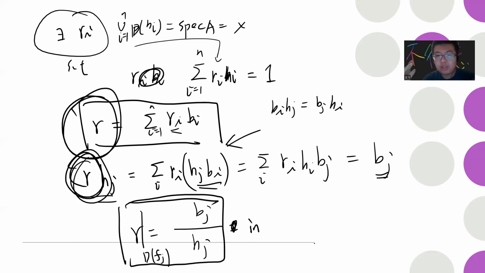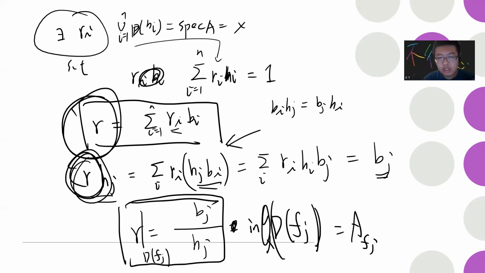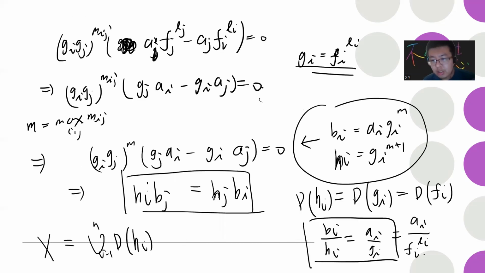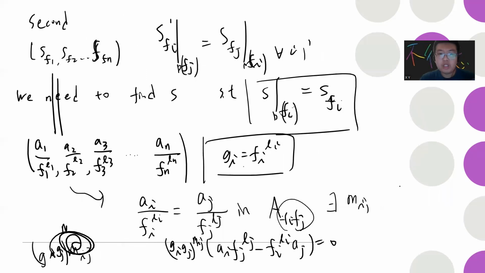Because here it's the same as the structure sheaf O_X, so it's A_{f_j}. These restricted to D(f_j) are the same as b_j divided by h_j by definition. So you can check that h_j times r minus b_j is exactly 0, which means that r restricted on D(f_j) is the same as b_j over h_j, and that is exactly the same as a_j divided by f_j to the l_j. So restricted on each distinguished open set it is the same. So this r is what we need.